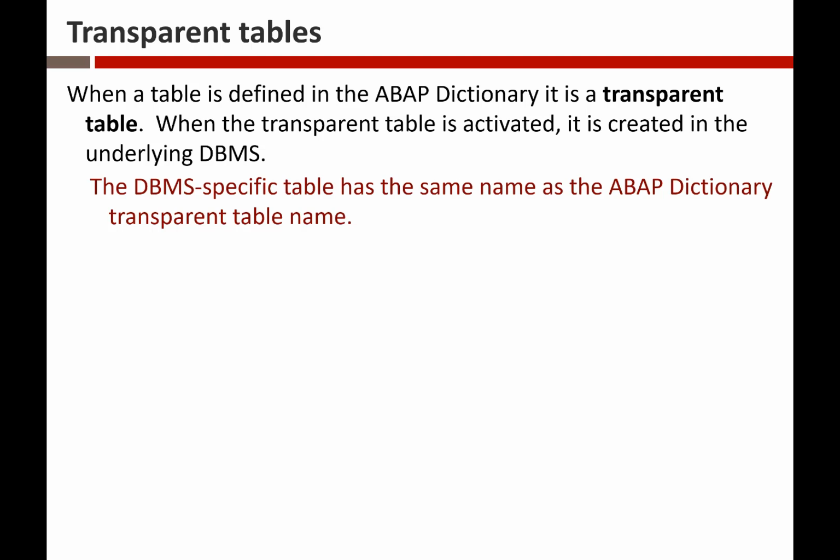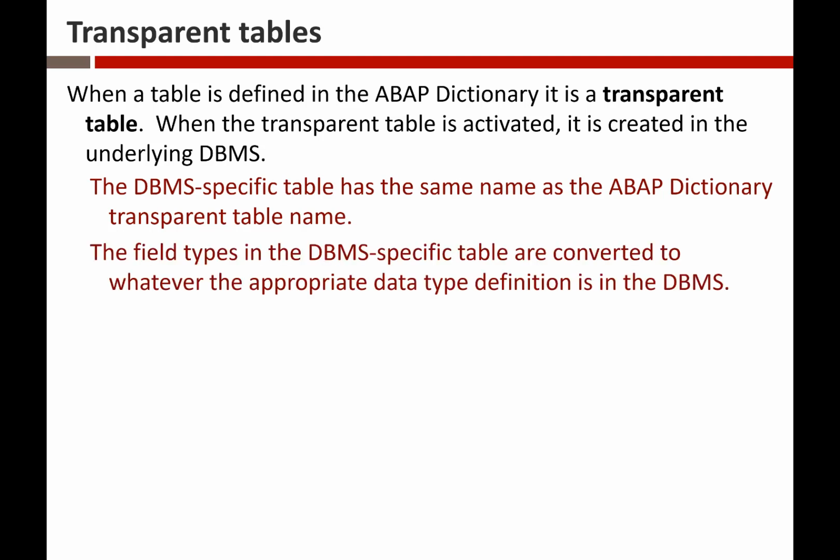Here are some things you know or will know. The database specific table will have the same name as the ABAP dictionary transparent table, so there's a one-to-one correspondence on the name. The field types in the DBMS specific table are converted to whatever appropriate data type definition is in the database management system. Now, what do I mean by that?